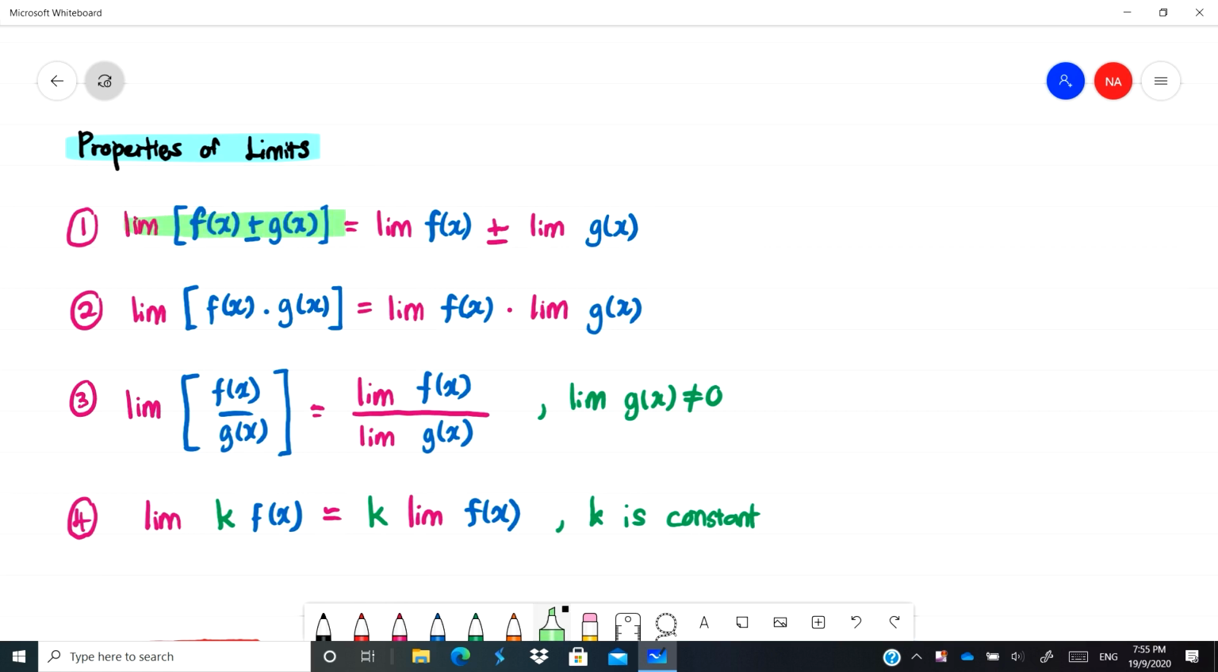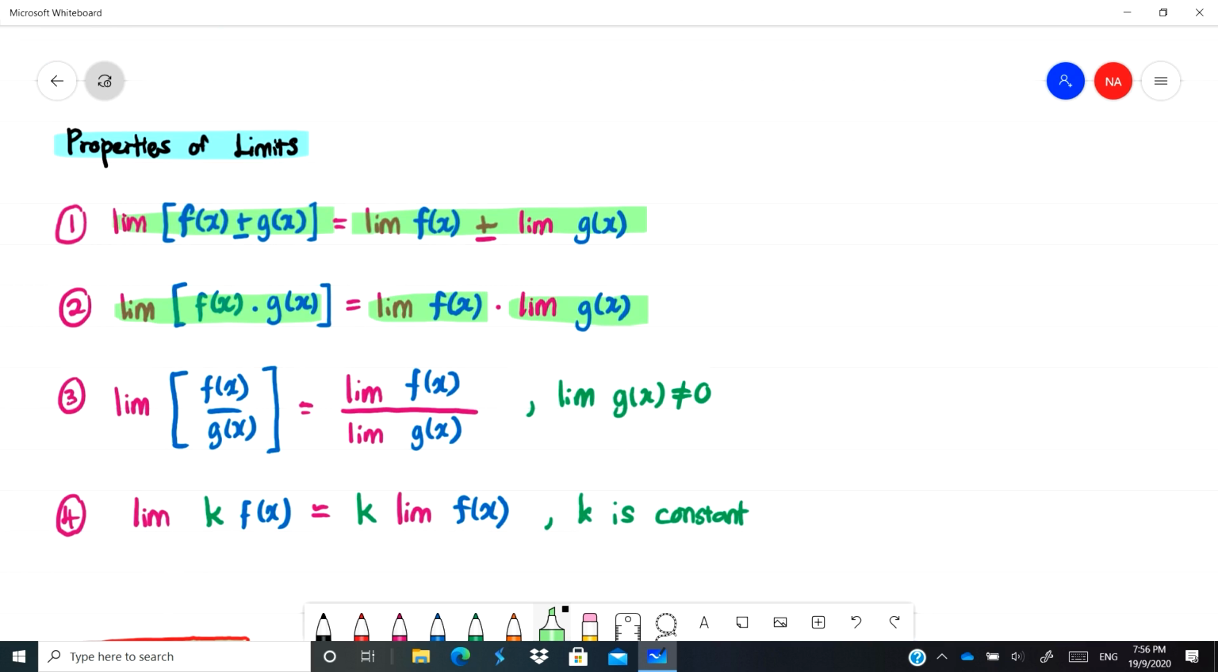If you have the limit of f(x) plus g(x), we can separate them, so it becomes the limit of f(x) plus the limit of g(x). The same goes for subtraction. If you have the limit of f(x) multiplied by g(x), you have the limit of f(x) multiplied by the limit of g(x). Here the dot means multiplication. Number 3: the limit of f(x) over g(x) is the limit of f(x) over the limit of g(x), with the condition that the limit of g(x) shouldn't be 0. If it is 0, we can't use this property.